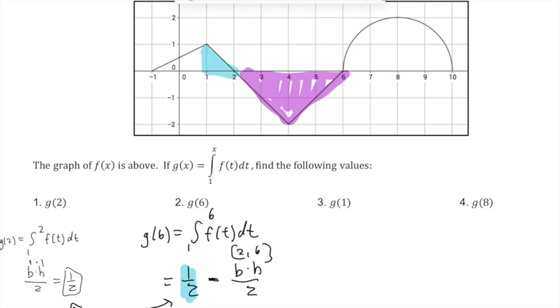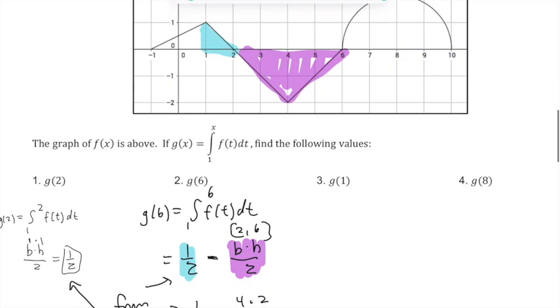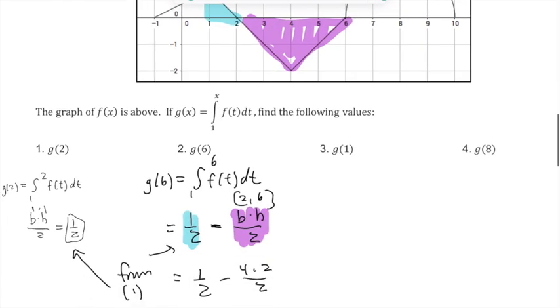And so my base of this purple triangle, and I guess let me highlight that in purple. So the base is going to be 4. The height is 2 divided by 2. And so this is going to be 1/2 minus 4. And 1/2 minus 4 is negative 3.5.